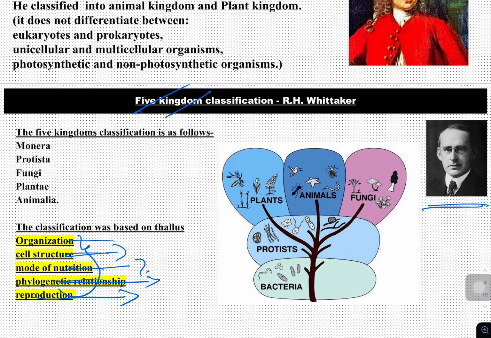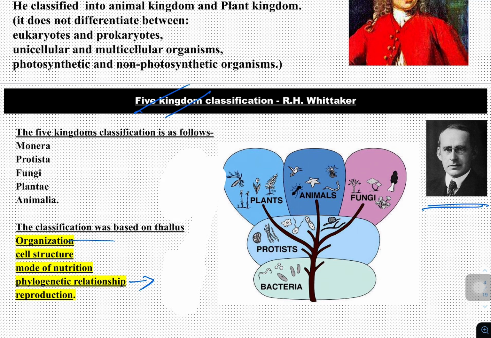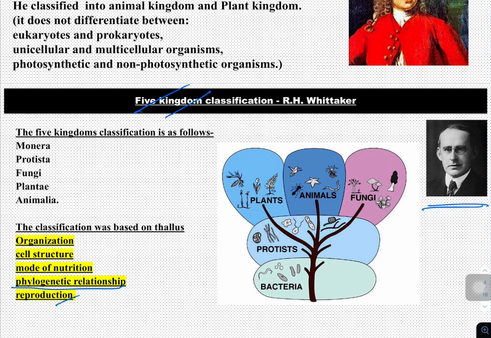Especially we need to talk here about evolutionary relationships. For example, this organism is here now, from where has it arrived, who are its ancestors. So in the evolution part, who are their ancestors, from which organism this organism took its birth, this aspect is discussed, that is phylogenetic relationship. Next one is reproduction. This is a very important point. There may be a chance of questions coming from this point also.